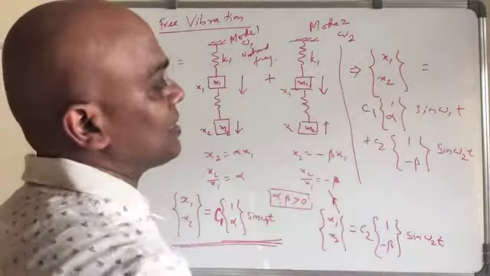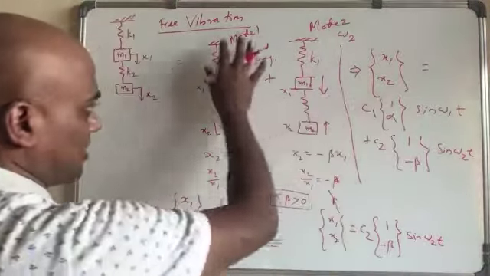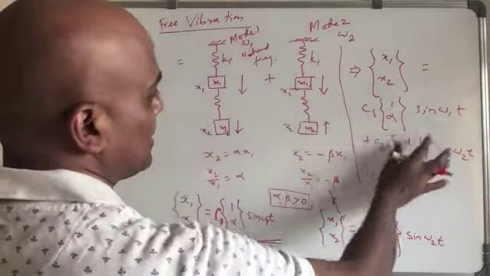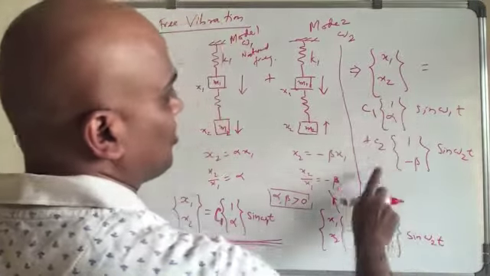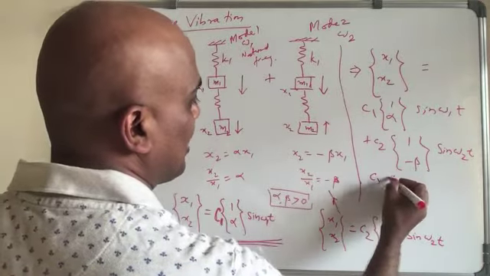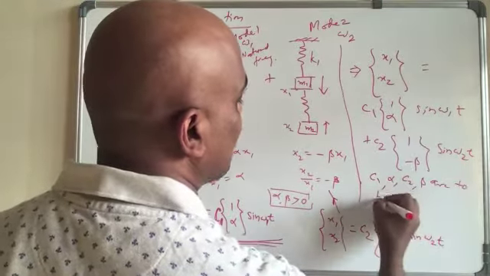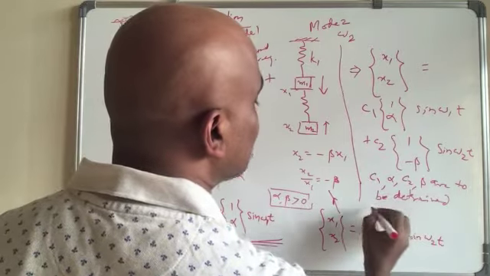This will be the combination. So the final form of the solution for this system will be a combination of these two. And what do we have? We have variables. Which ones? C1, alpha, C2, beta are to be determined.